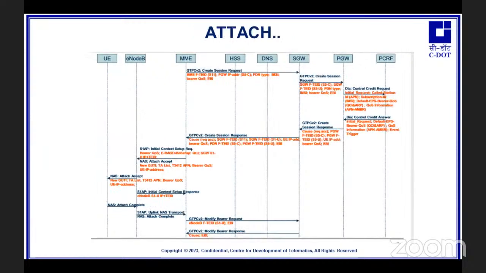A similar thing happens for the P gateway also. Just keep in mind that the S gateway is selected based on the tag and the P gateway is selected based on the APN. Right? Like this is P gateway 1 and this is P gateway 2.